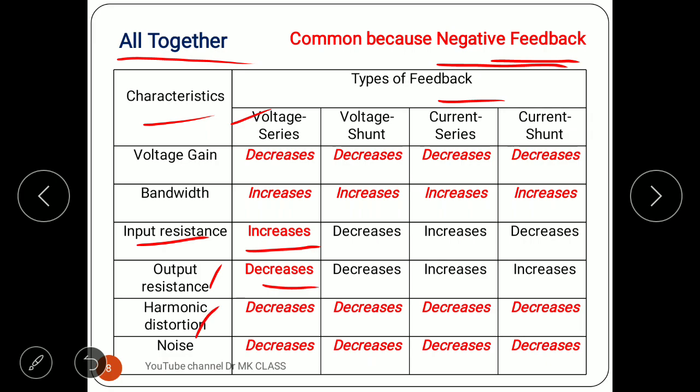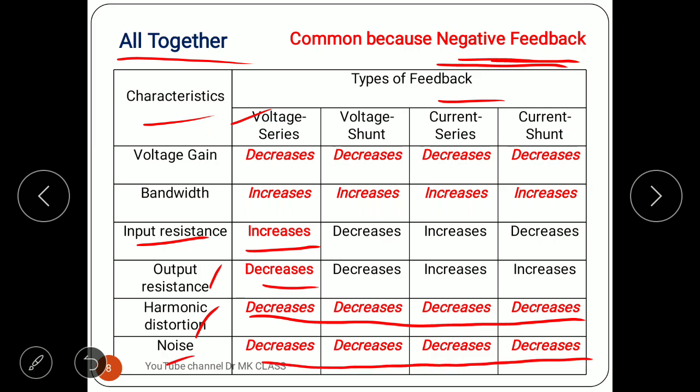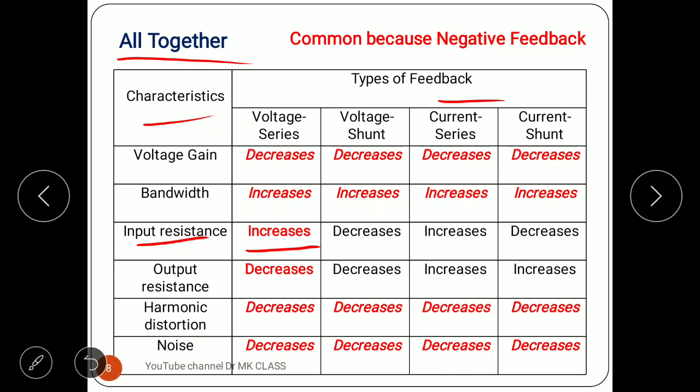Then harmonic distortion, distortion will decrease because of negative feedback. And noise, again it decreases because of negative feedback. Only the point is we have to remember these points.